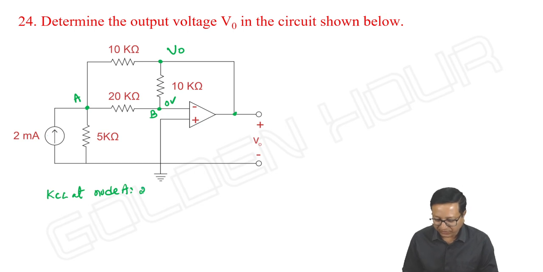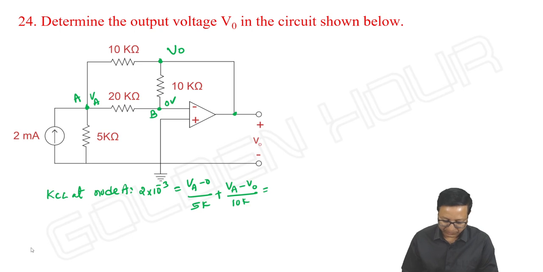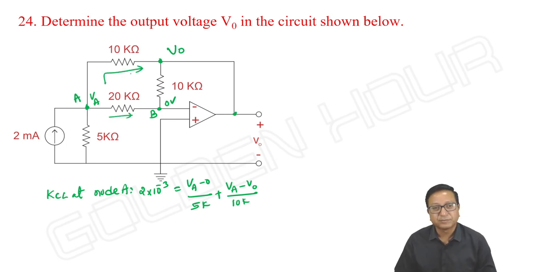2 milliamperes is entering, 2 into 10 power minus 3 is equal to, leaving currents I am writing, let me take this voltage as VA. Okay, VA minus 0 by 5K plus VA minus V output by 10K. Okay. So these are the two leaving currents. This is one current leaving, and another leaving current. Right. Then the entering current is 2 milliamperes.